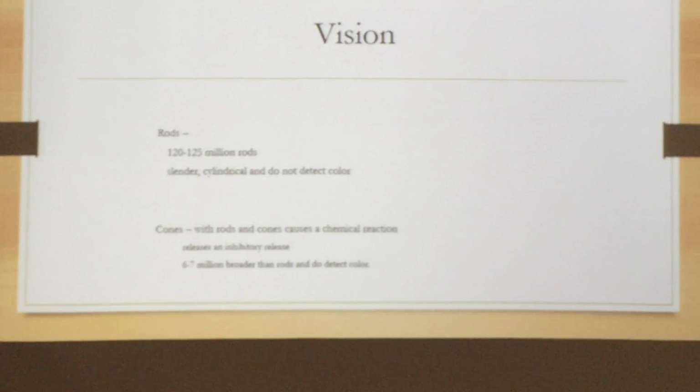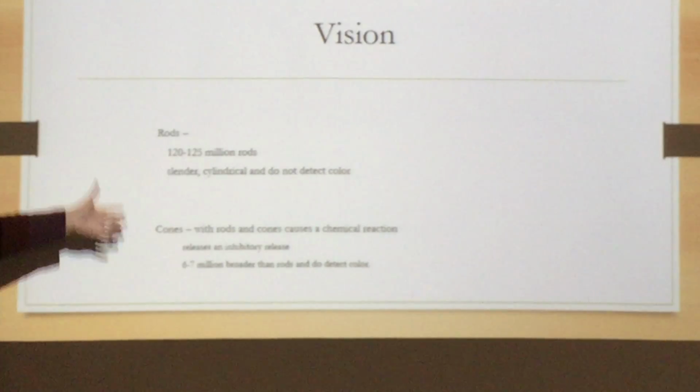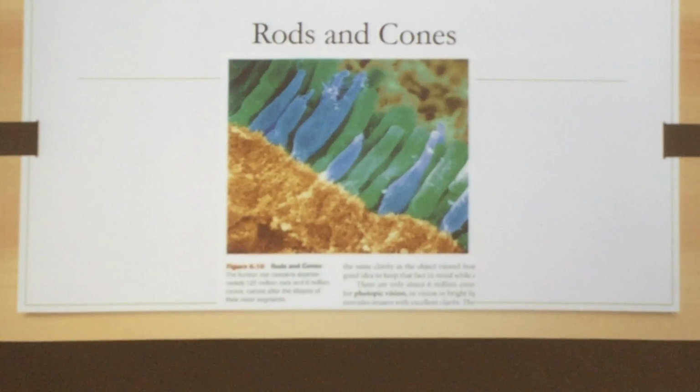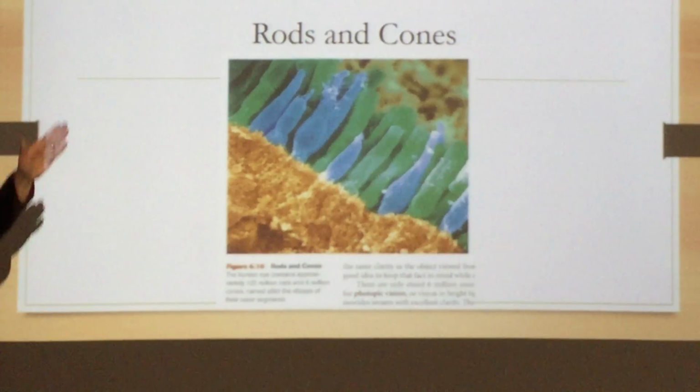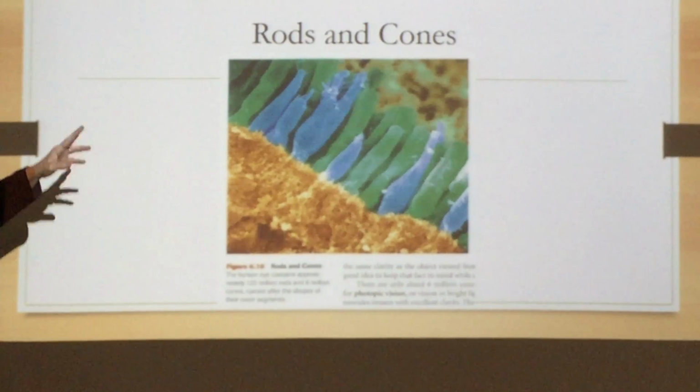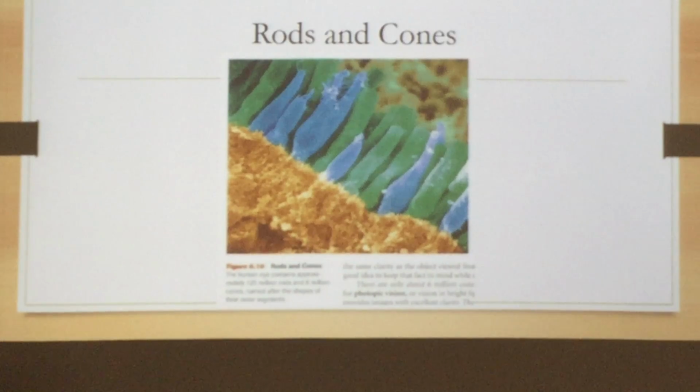All right, so now the light is going to pass through the rods and the cones. There's going to be a release of an inhibitory chemical. Oh, there's a picture of rods and cones. The green are the rods. The blue are the cones. As you can see, the rods are more cylindrical. There's more of them. The cones are stockier, they're narrow, they're broader. Okay.